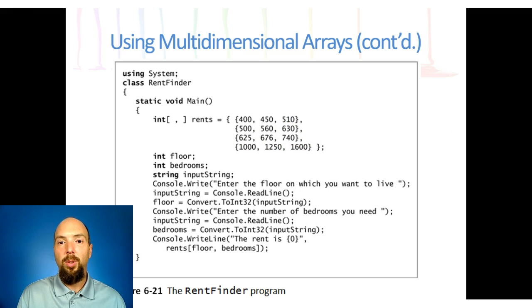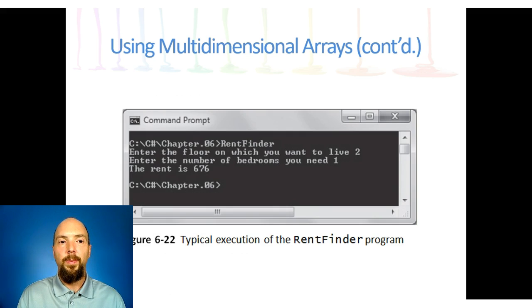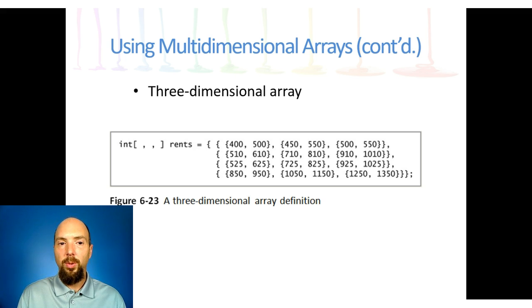It allows me to do a lookup just one time, and then I can find the information associated with it in the same array. So in this case, enter the floor in which you want to live, 2, how many bedrooms, then you rent a 676. Alright, I can also use 3-dimensional arrays.